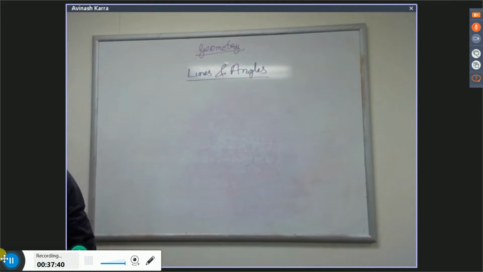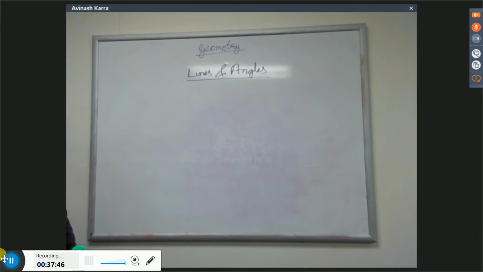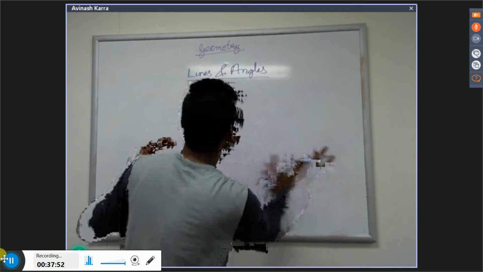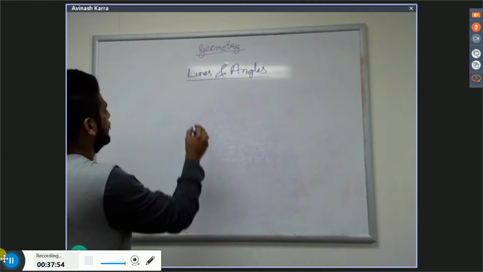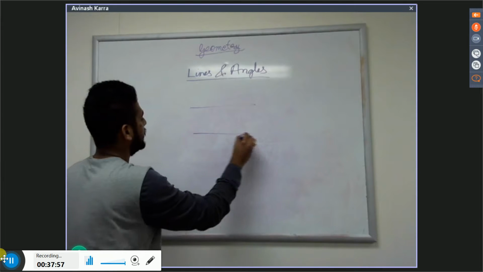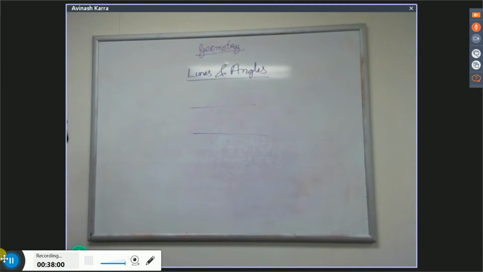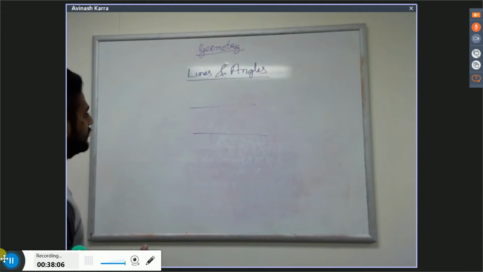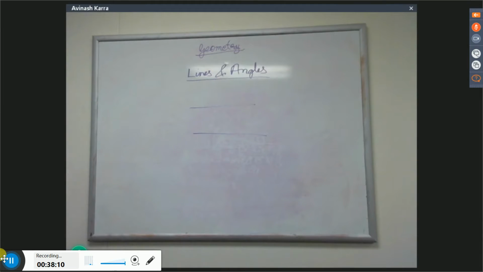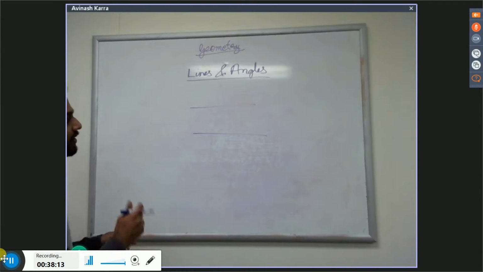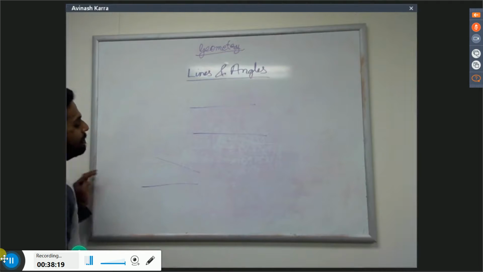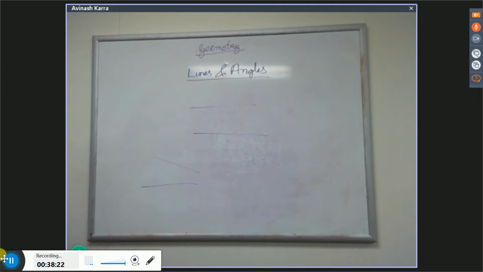Next. So in lines, when you draw 2 lines, there are 3 possibilities. One is parallel. What is parallel? They never intersect. And one is non-parallel, which is nothing but they're going to intersect at some point.